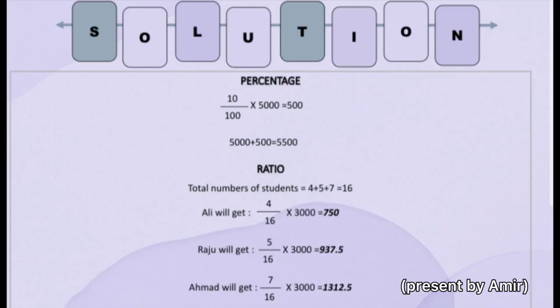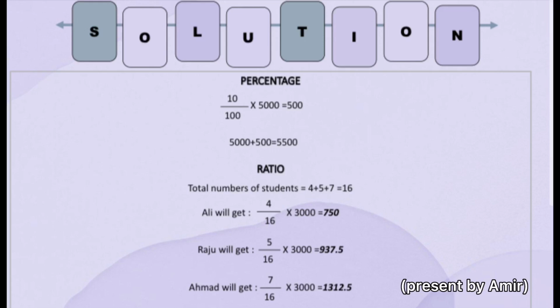So next, the solution of the problem statement of percentage. The solution is 10 divided by 100 and then multiplied by 5,000 and you will get 500. After that, you must add the 500 to 5,000 and you will get 5,500.